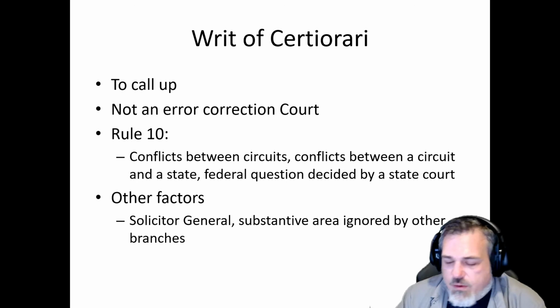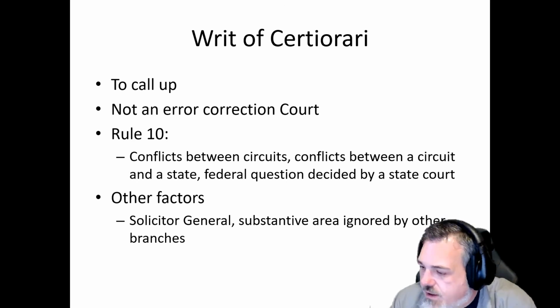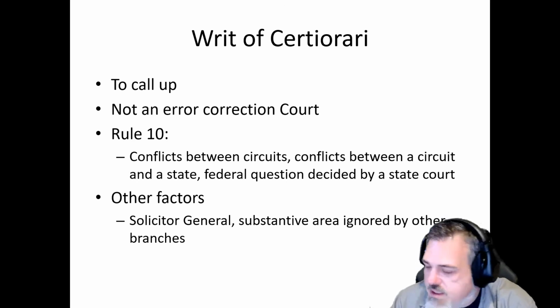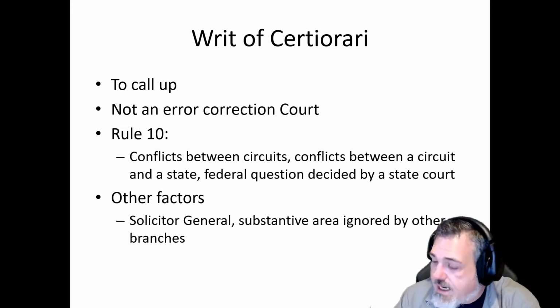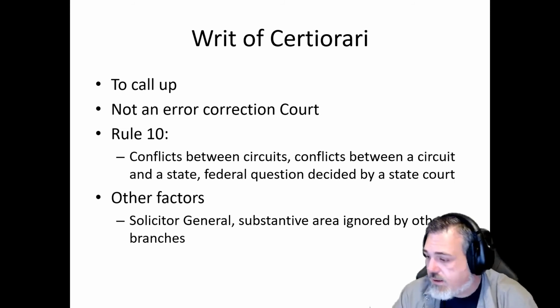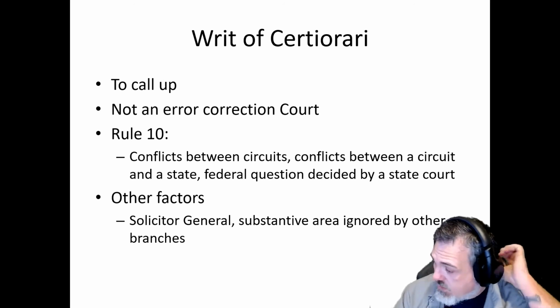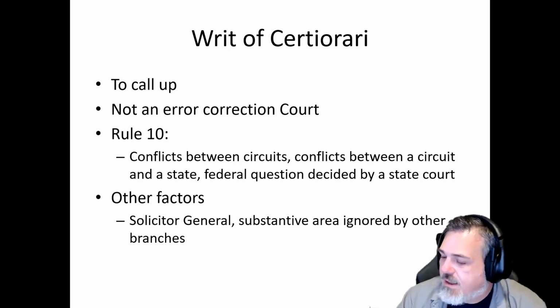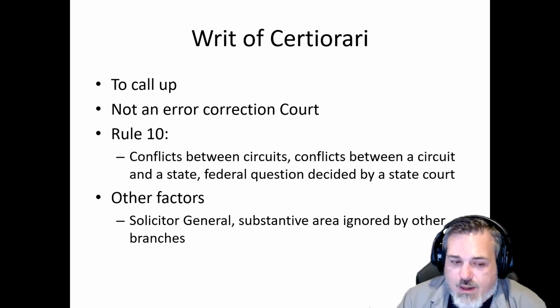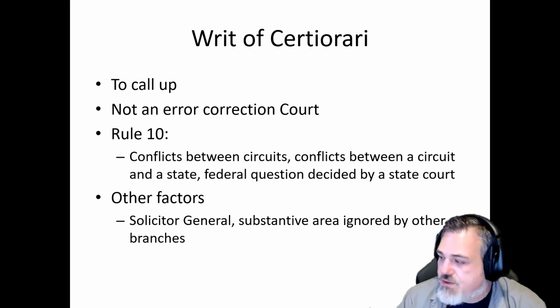There are some other factors that aren't within its own rules, and this is what political scientists have learned from data crunching. One, if the Solicitor General tells the Supreme Court to hear the case, the Supreme Court's probably going to hear the case. The Solicitor General is the attorney for the United States. So it's more formally known as the Office of the Solicitor General.